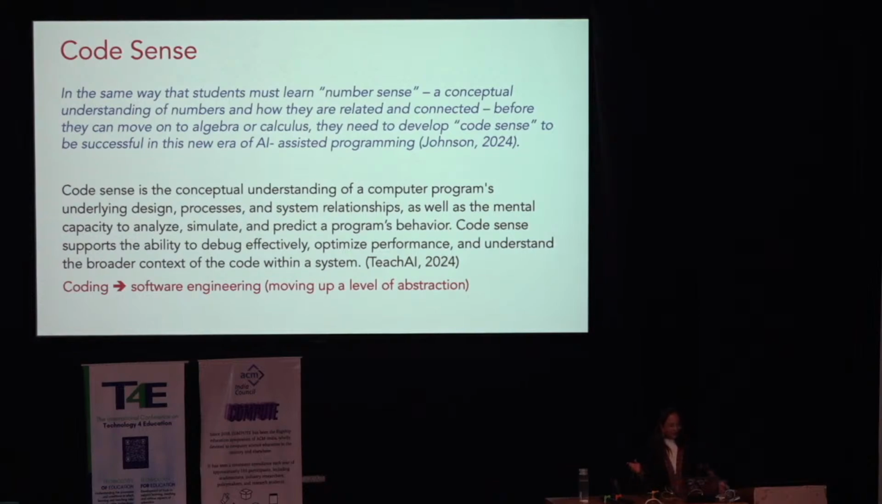And just like we have number sense in math, you have code sense to be successful in this era of AI-assisted programming. Now, Teach AI in their briefs describe code sense as, again, this understanding of computer programs' underlying design, processes, and system relationships, as well as the mental capacity to analyze, simulate, and predict a program's behavior.